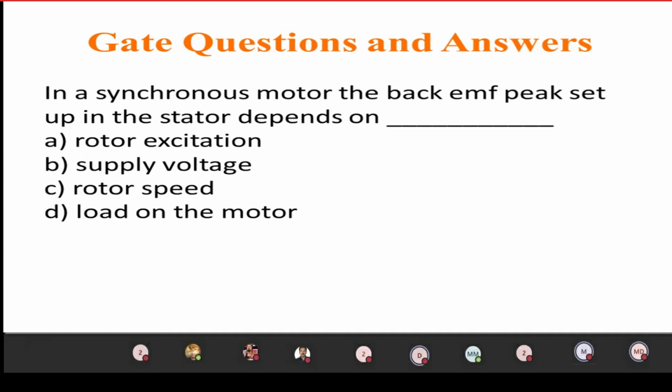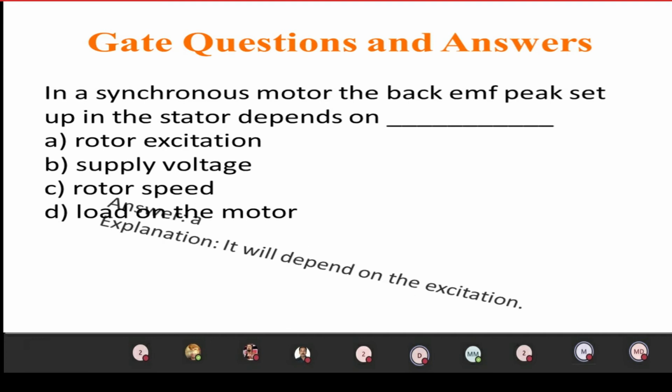In the synchronous motor, the back EMF induced in the stator depends on: rotor excitation, supply voltage, rotor speed, load on the motor. So it is definitely the rotor excitation.